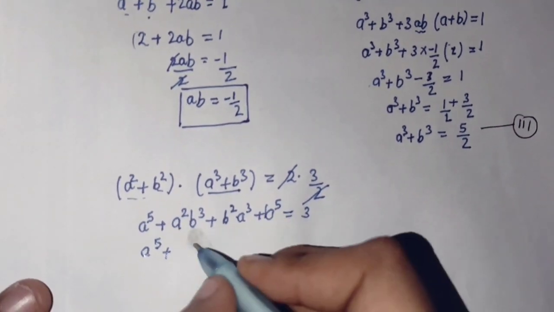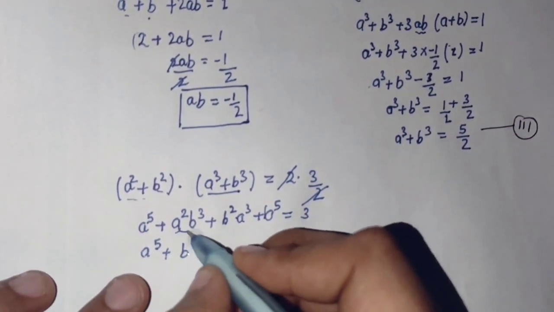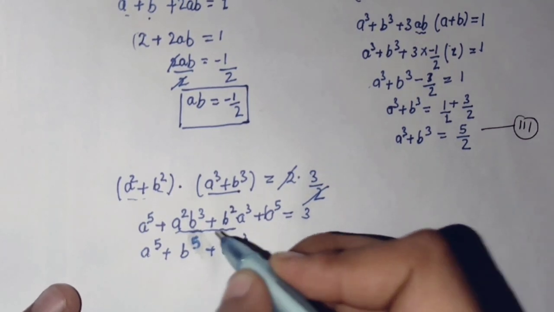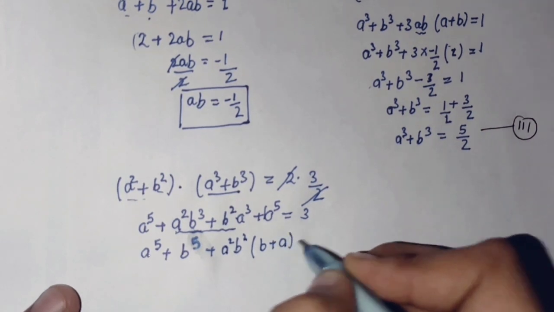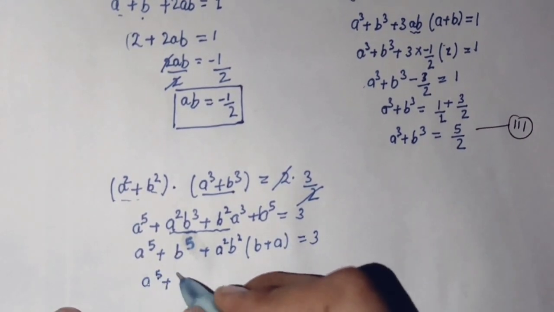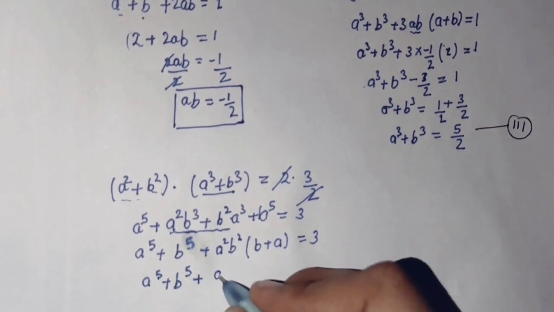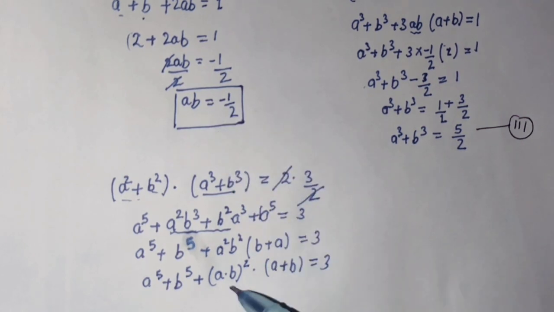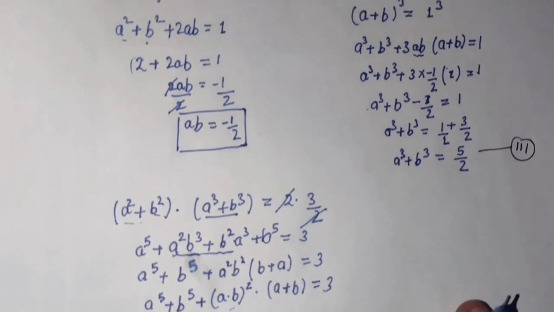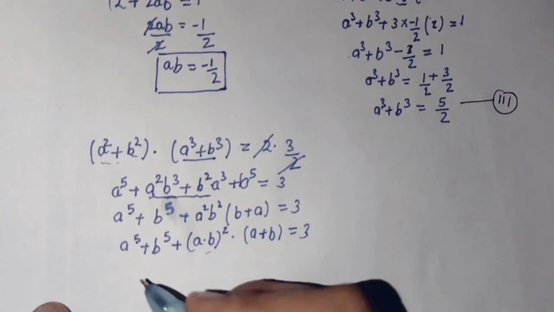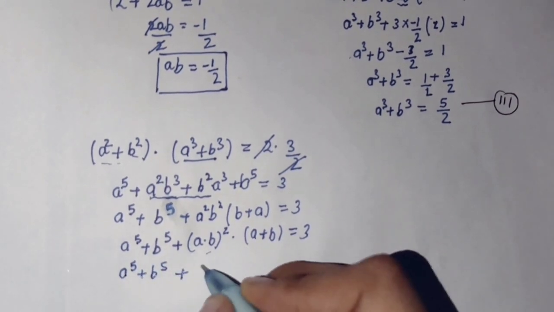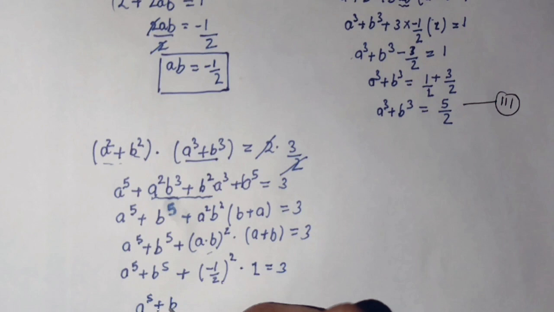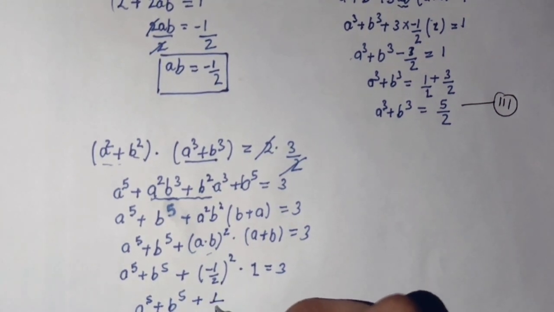a power 5 plus b power 5 plus these two terms, where a square times b square is common, so we take the common: a square times b square times (a plus b) equal 5. So a power 5 plus b power 5 plus a square times b square, which I can write as (ab) whole power 2 times (a plus b), equal 5. We already found the ab value: ab is minus 1 by 2, and a plus b is given as 1, so put this here. So a power 5 plus b power 5 plus (minus 1 by 2) power 2 times 1 equal 5. a power 5 plus b power 5 plus 1 over 4 equal.